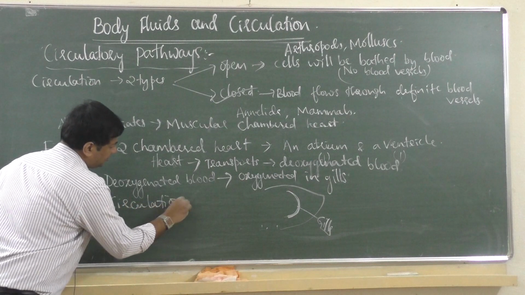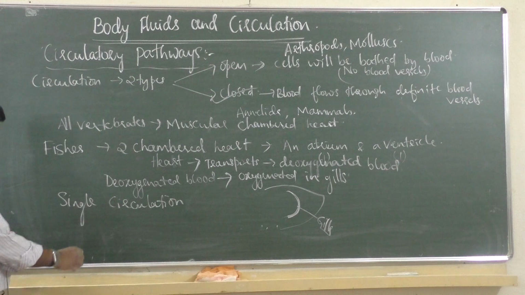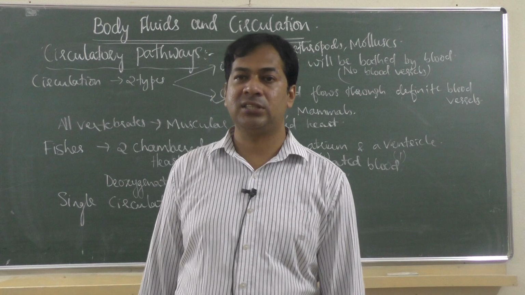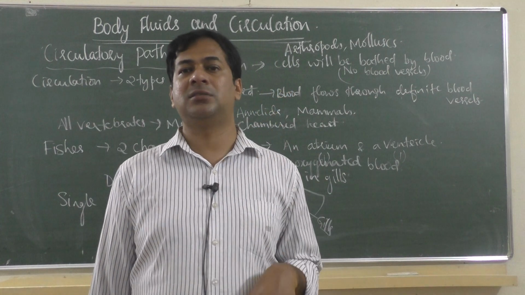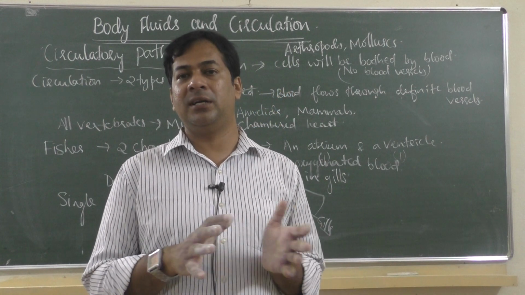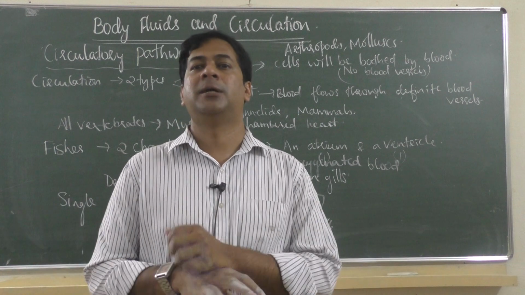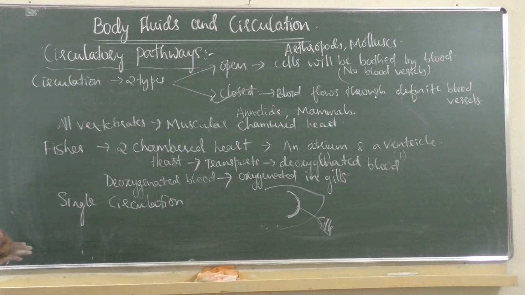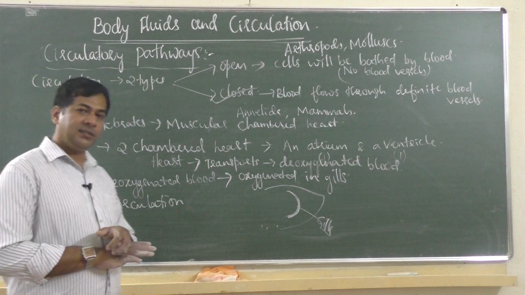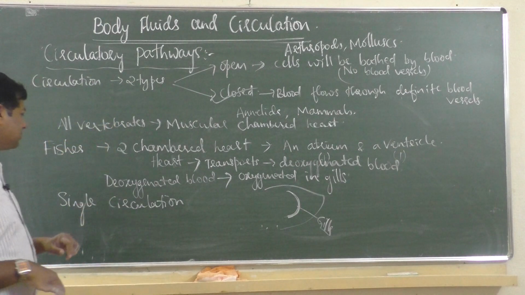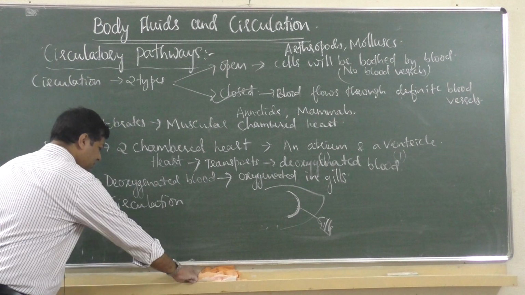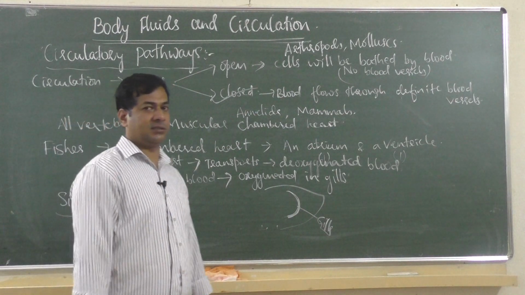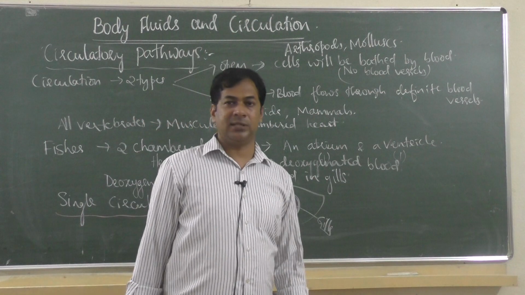Single circulation is also called incomplete circulation. It is complete circulation only when there are 4 chambers and oxygenated blood and deoxygenated blood are completely separated. But here it is incomplete circulation, single circulation. Why is it called single circulation? Because blood comes to the heart only once. I'll explain once again.